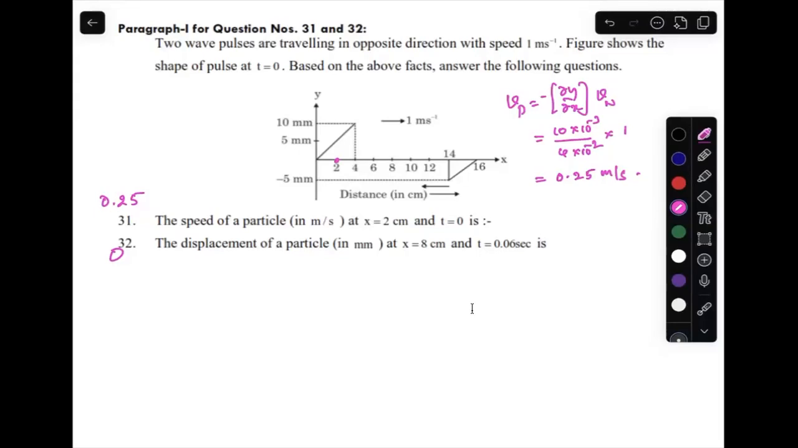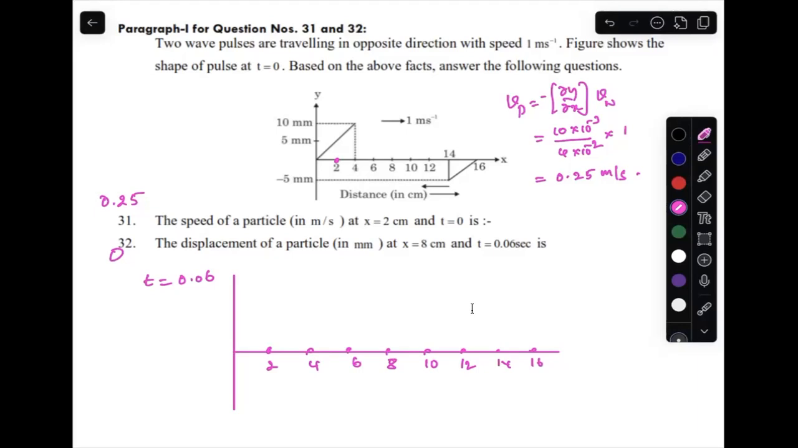Now, what is the displacement of the particle at x equal to 8 centimeters and t equal to 0.06 seconds? First, at t equal to 0.06 seconds, what is going to be the fate of this? This is a 2, this is a 4, this is a 6, this is 8, 10, 12, 14, 16. Right. At 0.06 seconds, where exactly are you?